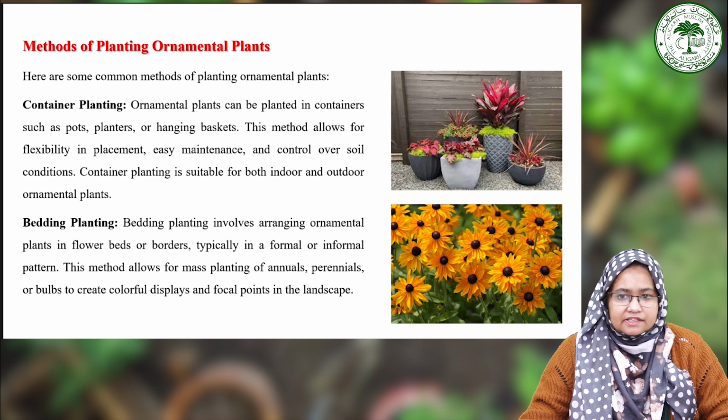The next method of planting is bedding planting. Bedding planting involves arranging ornamental plants in flower beds or borders, either in a formal or informal pattern. This method allows for mass planting of annuals, perennials or bulbs to create colorful displays and focal points in the landscape. Bedding planting is often used to design visually appealing arrangements that enhance the overall aesthetic of gardens and outdoor spaces.